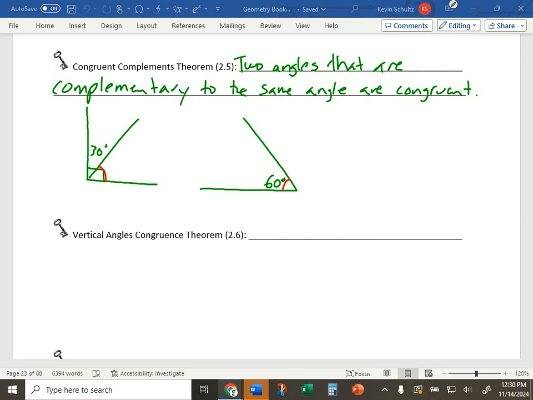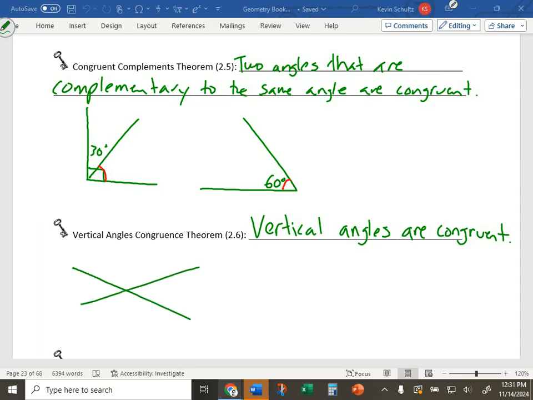The vertical angle congruence theorem says that vertical angles are congruent. We already knew that though, didn't we? Vertical angles are congruent. So if you have two intersecting segments, rays or lines, those vertical angles opposite each other at a vertex. You've got two sets of them. Okay? They are congruent. Star this one.